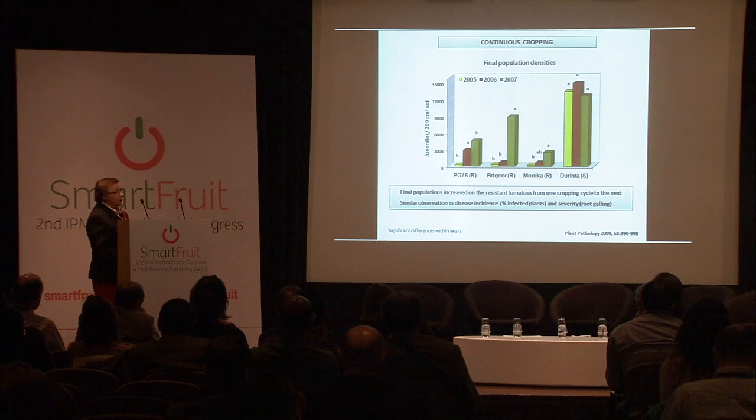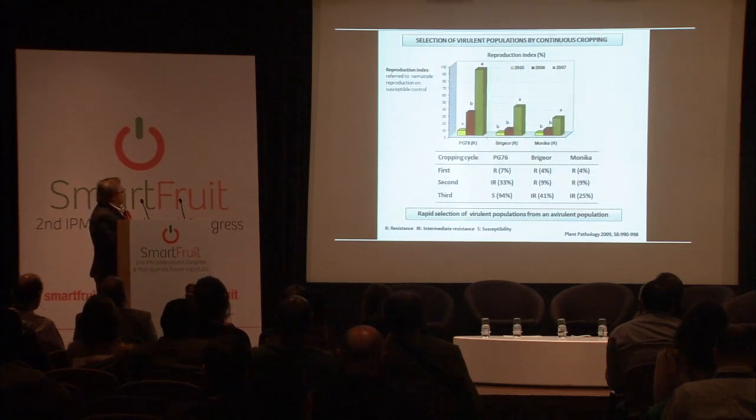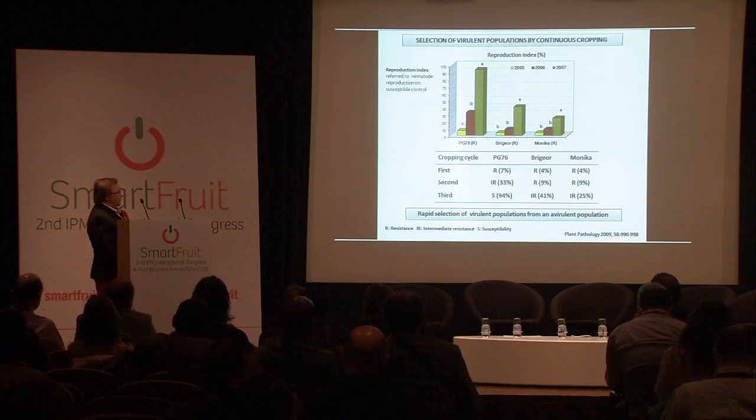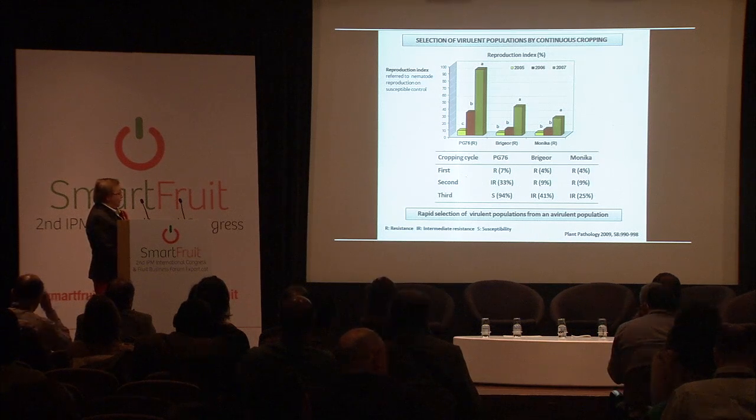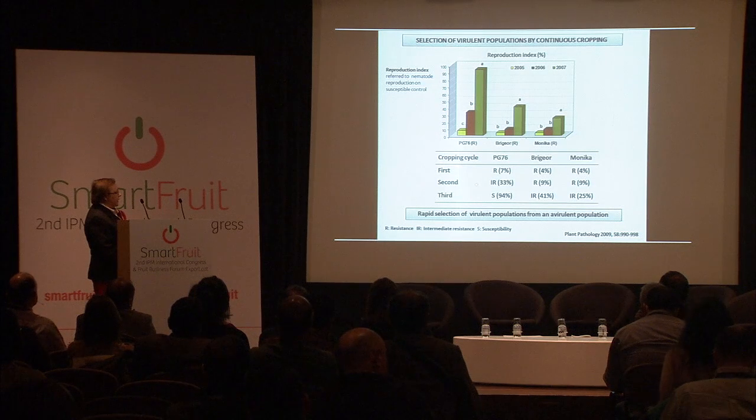We can see this in the number of nematodes in the soil, as well as the severity of the disease and egg production. And this shows how it affects the virulence of the disease. In the first year, all plants behave as highly resistant. This is maintained after 1 crop cycle. In the second year, the resistance has dropped and it's now intermediate resistant rootstock, and in year 3 it's completely susceptible.